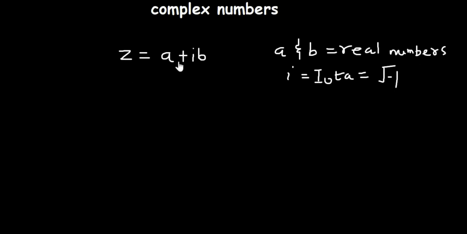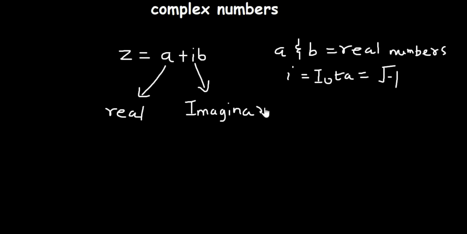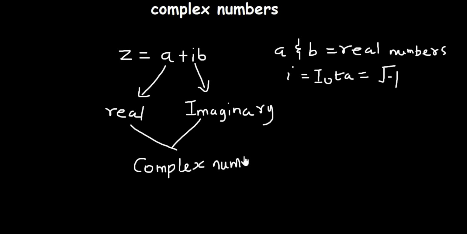Looking at this number z, it has two parts: one being just a, and then one being i multiplying b. We call this a the real part, and we call this side the imaginary part. Any number that has a real part and an imaginary part is known as a complex number.